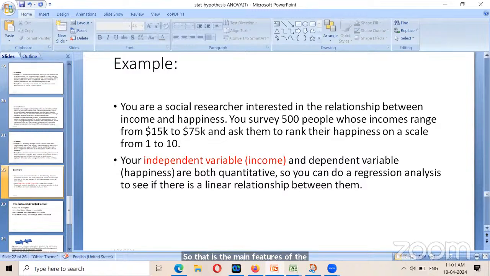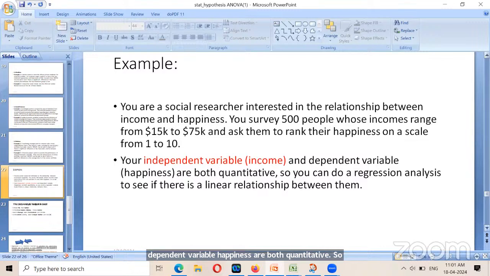Okay. So here is another example. You're a social researcher interested in the relationship between income and happiness. So you survey 500 people whose income ranges from $15,000 to $75,000 and ask them to rank their happiness on a scale of 1 to 10. Okay, so your independent variable income and dependent variable happiness are both quantitative. So you can do a regression analysis also.